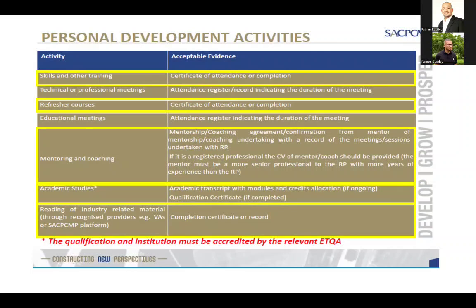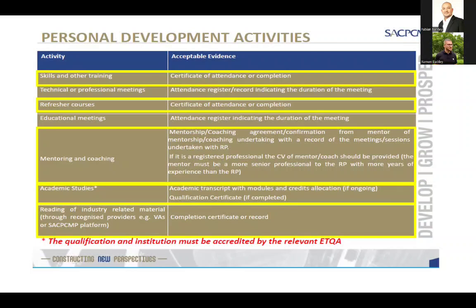So mentoring and coaching is an agreement confirmation from a mentor, or mentorship coaching undertaken with a record of the meeting sessions undertaken with the registered persons. This is where you are now a registered person, not a candidate, mentoring a candidate. There's a specific annexure as well that needs to be completed for that. I think it's Annexure F.